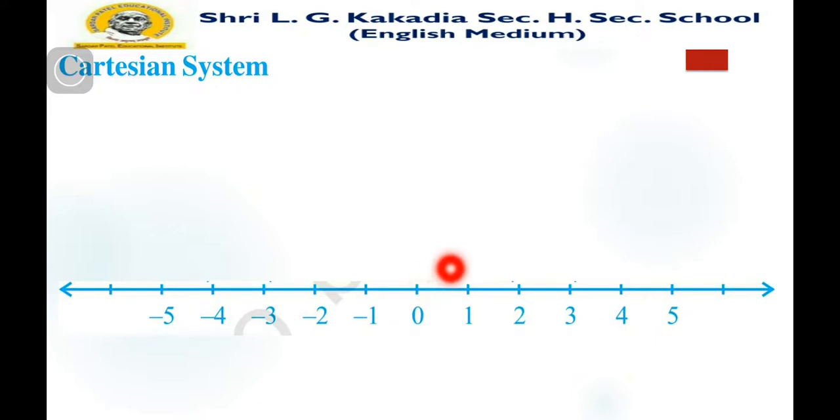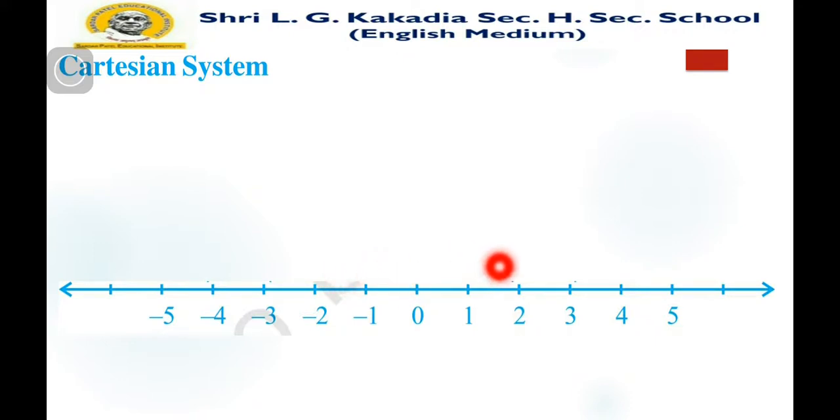Here we know that the distance between two points is fixed. The distance between two points is 1 unit. As you can see, it starts from 0. If you run on the line on the right side, then you get positive numbers 1, 2, 3, 4, 5 and so on infinitely. And if you run on the left side of the line, then you find -1, -2, -3, -4 and -5, as we have studied.